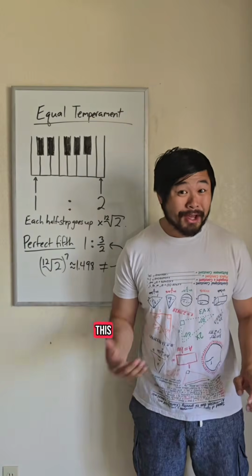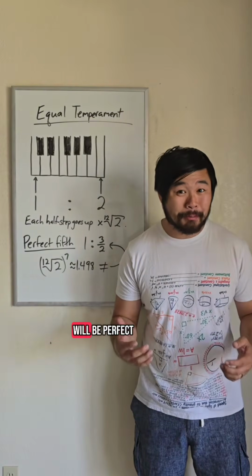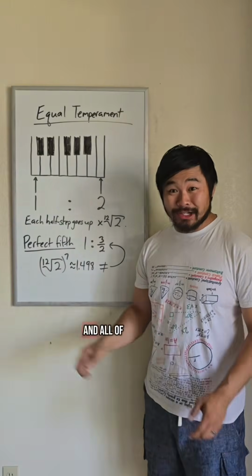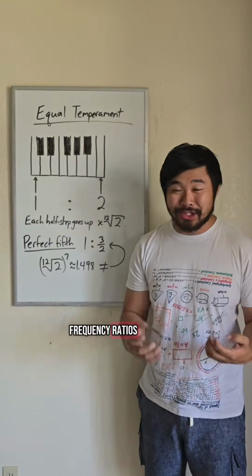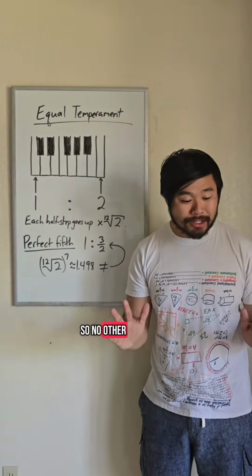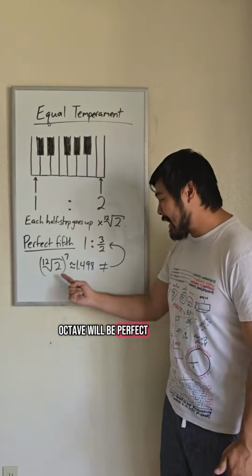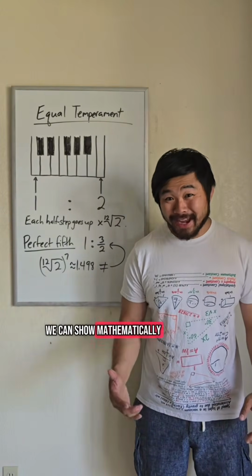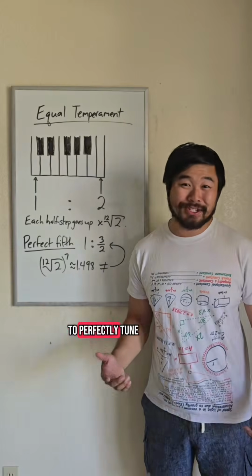Now, because of this, no other interval besides the octave will be perfect, because we keep multiplying by irrational numbers, and all of those other ideal frequency ratios are in whole number to whole number ratios. So no other interval besides the octave will be perfect, as we see over here. So there you have it. That is how we can show mathematically why it's impossible to perfectly tune a piano.